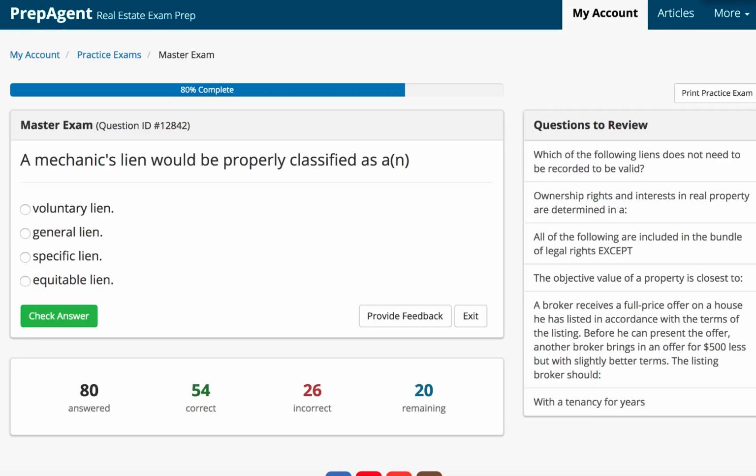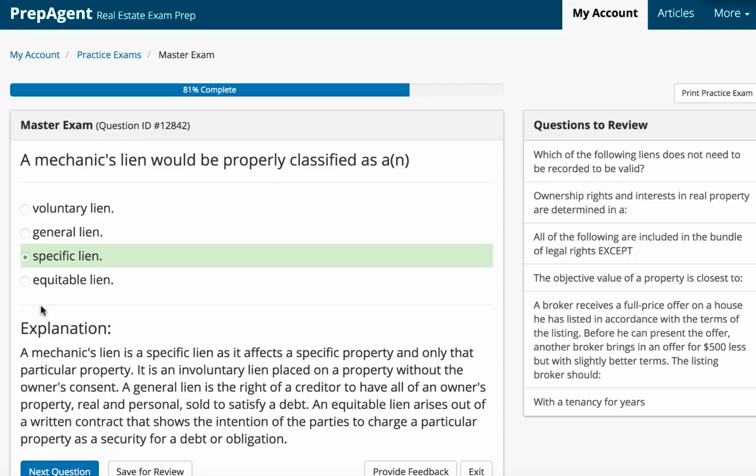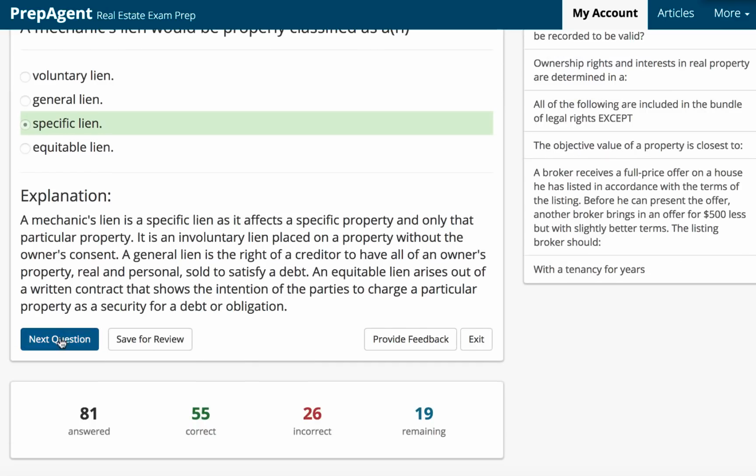Be properly classified as a voluntary lien, general lien, specific lien, or an equitable lien. I always get stumped on this one. I know it's not the first two, kind of. The reason I'm always concerned with equitable lien is because it's to get money back, but a specific lien is kind of specifically for something. I think it's C. You think it's specific? Okay. Good.